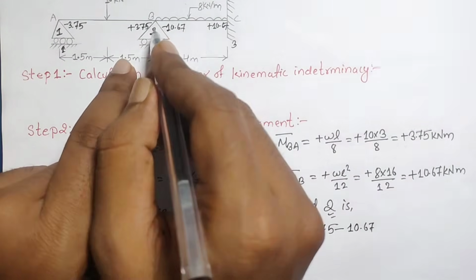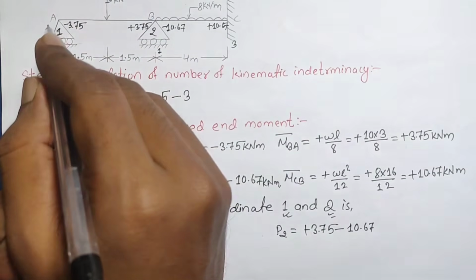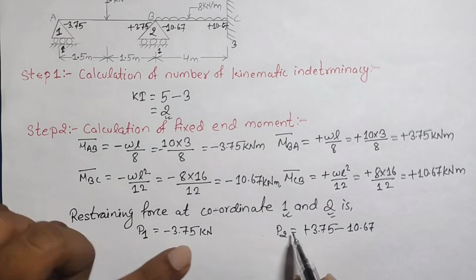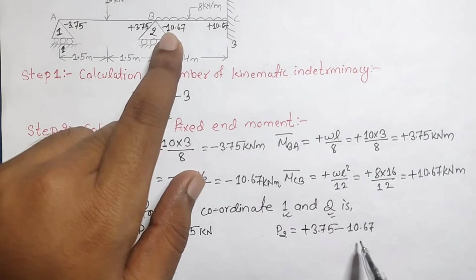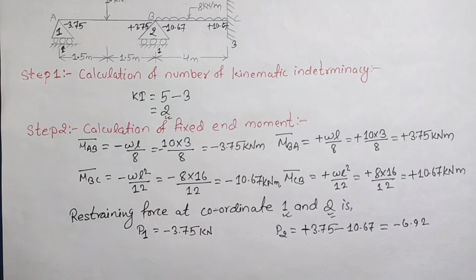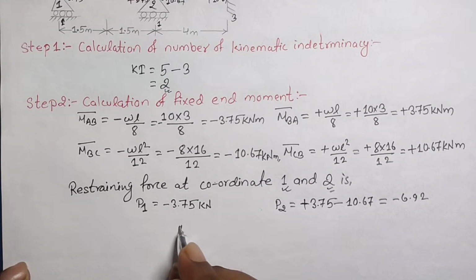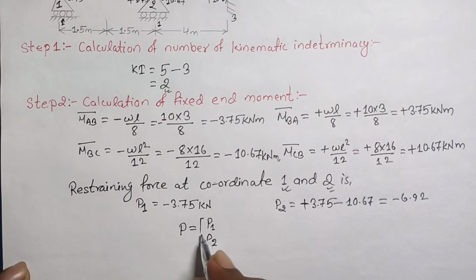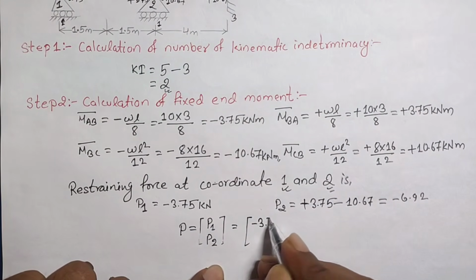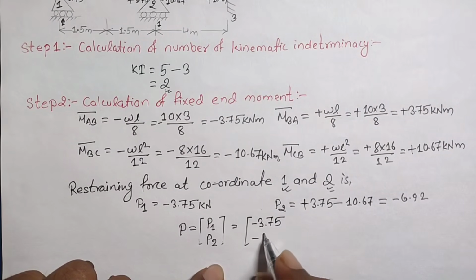Restraining force at coordinate 2 means the sum of these forces. Here the force is 0, so 0 plus minus 3.75 will be minus 3.75, and plus 3.75 minus 10.67 will give us minus 6.92. If we represent this in matrix form, then P equals P1, P2, and it will be minus 3.75, minus 6.92. So guys, that was our step 2.